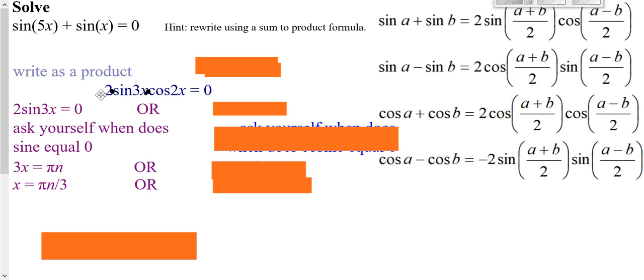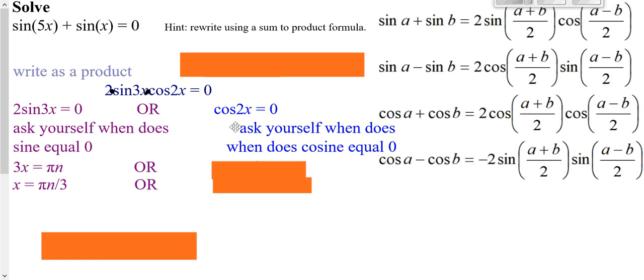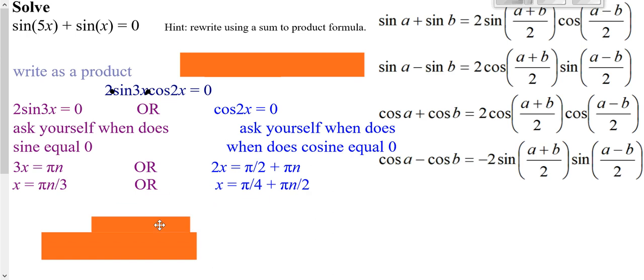Well, that was setting this first part equal to 0. It is possible this second part could be 0. So we can set cosine 2x equal to 0 and solve that. So then you ask yourself, when is cosine equal to 0? Well, that's top of the circle and bottom of the circle. So we'll go 2x, top of the circle, and then it's bottom of the circle, then top of the circle, then bottom of the circle, basically plus any half a revolution thereafter. Then you finish getting x by itself by dividing everything by 2 or multiplying by a half.